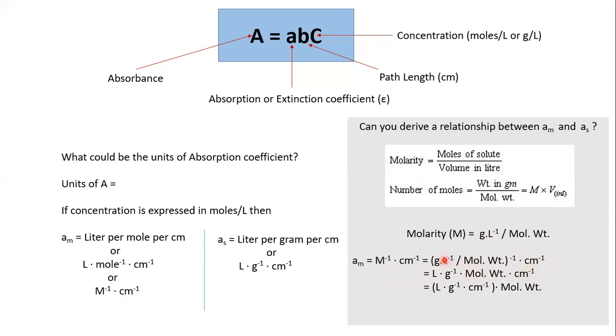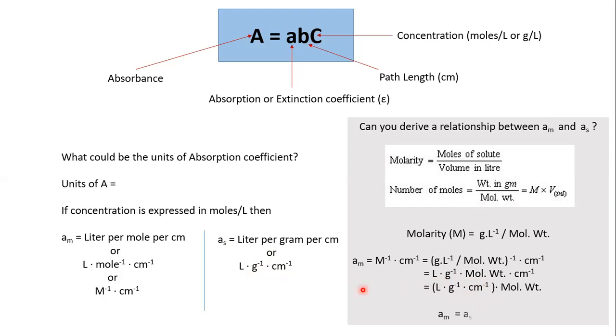Now solve this. It's pretty easy now. It becomes liter per gram times molecular weight times centimeter inverse. Now, if I rearrange this, then I will get liter per gram per centimeter. Is it similar to something? Yes, sir. Similar to what? Specific absorption coefficient, the unit. So can I not replace this entire term, liter per gram per centimeter, with specific absorption coefficient?